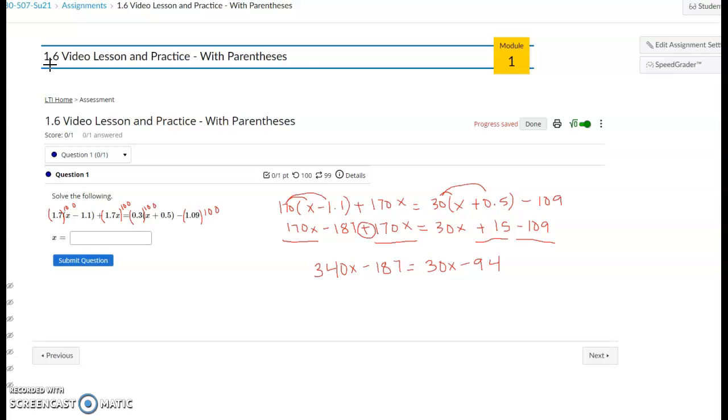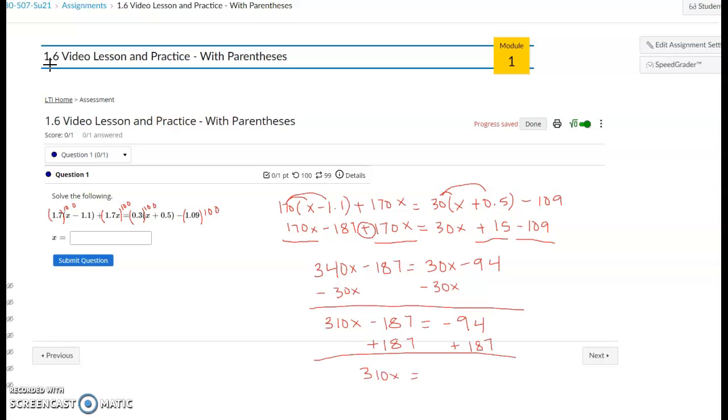Okay, so I've simplified as much as I can on each side, so now I need to get the x's on one side and the constant terms on the other. So let's minus 30x. We get 310x minus 187 equals negative 94. I'll add the 187 on each side. So I'll have negative 94 plus 187. So we get 310x equals 93. Divide by 310 on each side.